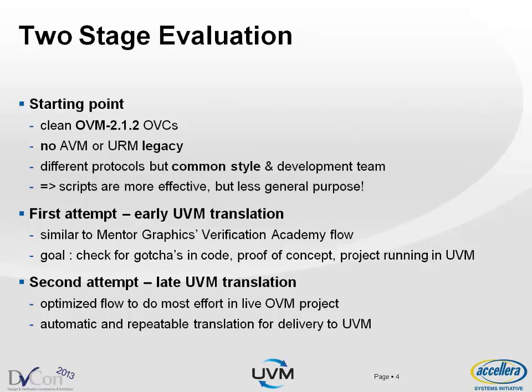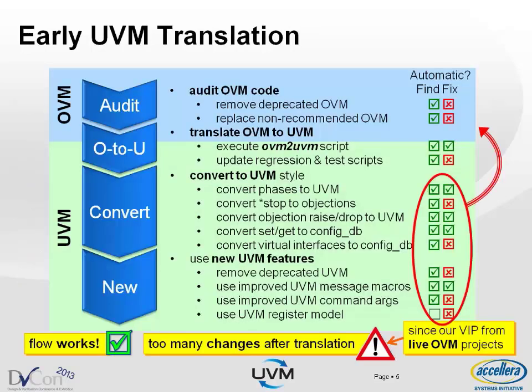And the goal of the second attempt was to try and optimize it so that we could achieve all our project goals that I showed on that first slide, especially the ongoing development of stuff in OVM and the capability, at least in concept, to take some of these UVCs back into the live OVC project. Now, the first stage evaluation, I'm calling it early UVM translation, but it basically follows more or less the flow in the Mentor Academy material, but with a little bit more automation.